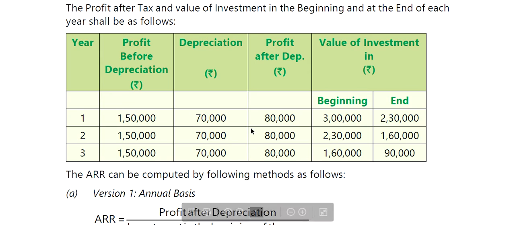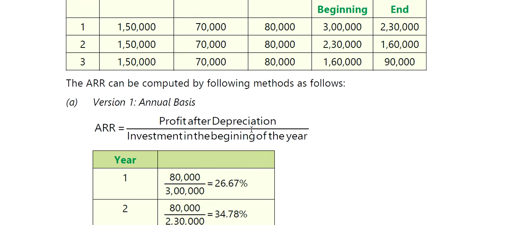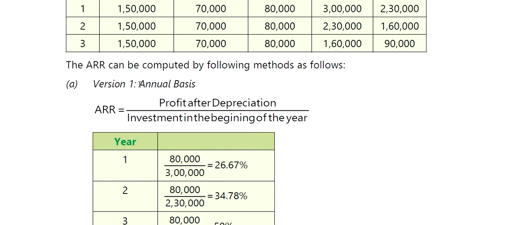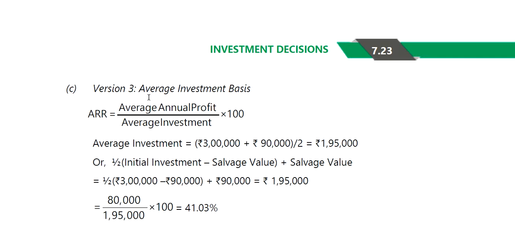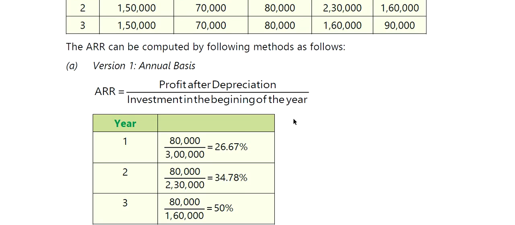In this we can have three types. Three methods can be followed. You can find out ARR according to annual basis, according to total investment basis, or mainly, and this is very important, the average investment basis also.